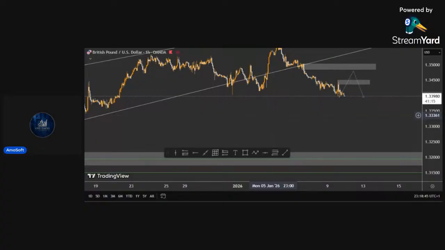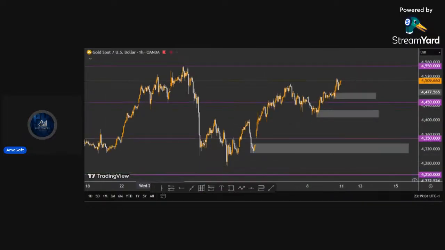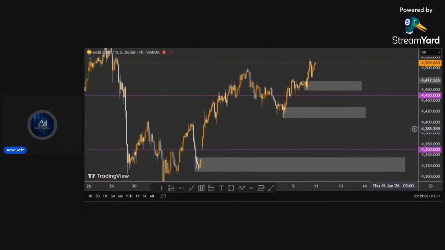Let's take a look at gold, right, which is my favorite pair. So gold, basically there are three levels I'm looking at for gold, or three key demand zones that I'm looking at, because I'm still bullish on gold, right? I'm still very bullish on gold.